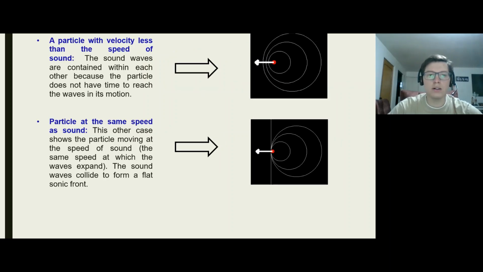A particle with velocity less than the speed of sound. The sound waves are contained within each other because the particle does not reach the waves in its motion. Particle at the same speed as sound. This other case shows the particle moving at the speed of sound, the same speed at which the wave expands. The sound wave forms a flat front, called the sonic front.